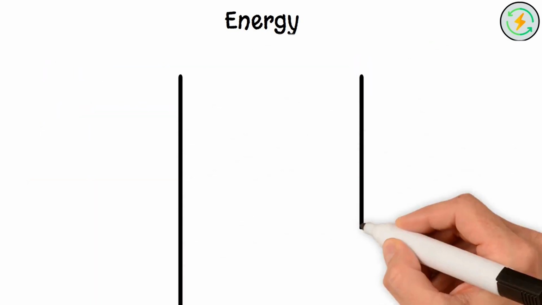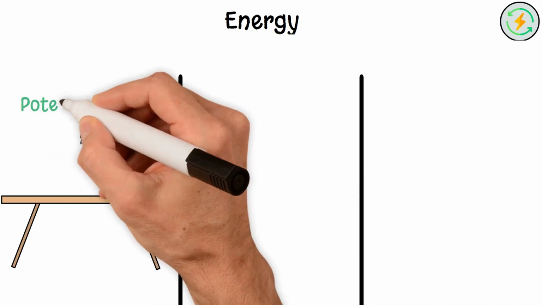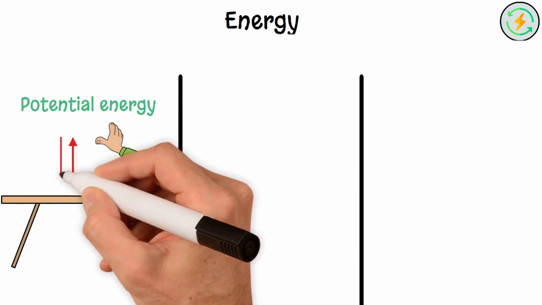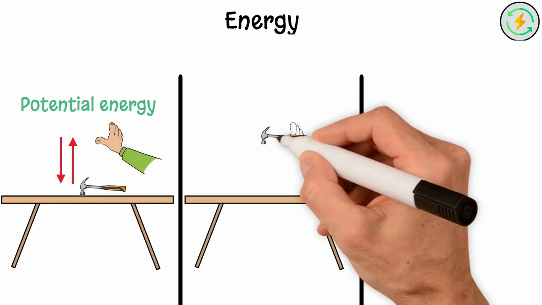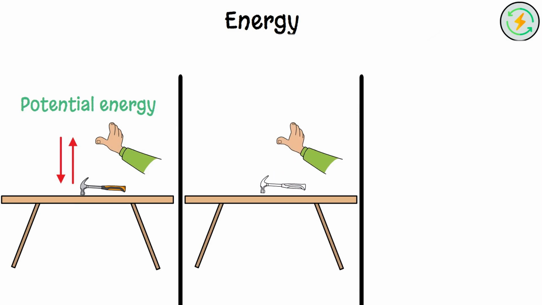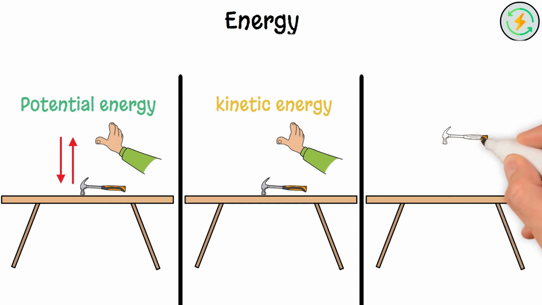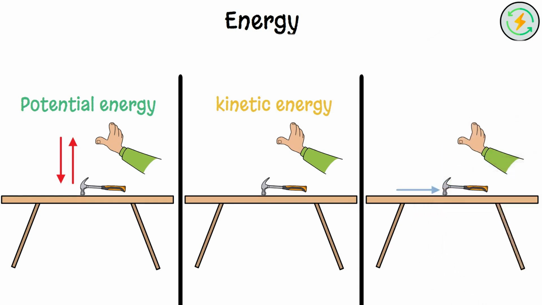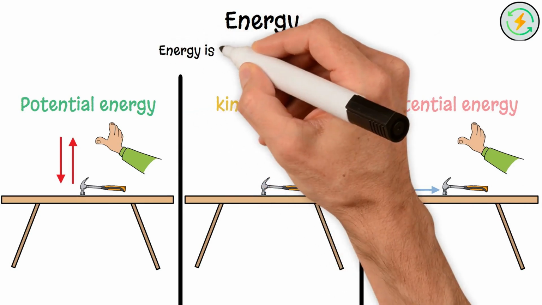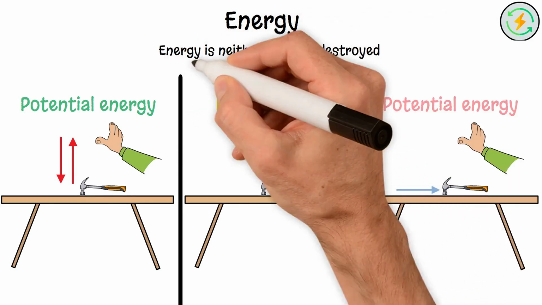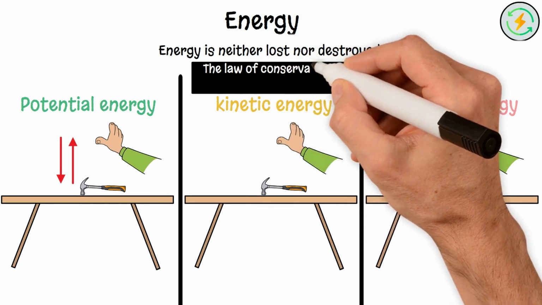Here's a breakdown. First, the lifted hammer has more potential energy because it can move higher or lower. Second, as the hammer falls, its potential energy changes into kinetic energy. Third, when the hammer hits the table, it stops, and its energy becomes potential energy once again. Throughout this process, energy is neither lost nor destroyed, illustrating the law of conservation of energy.